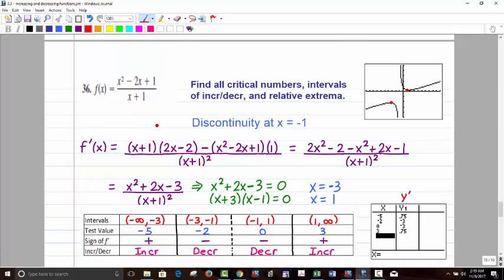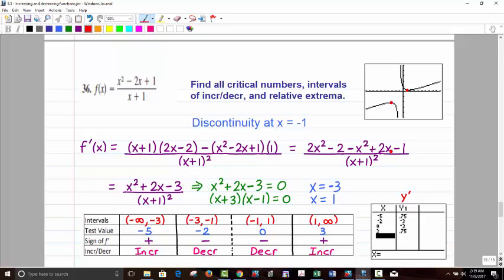I've heard some people tell it to me. They've learned it as if you call the top part high and the bottom part low, low d high, meaning derivative high minus high d low over low squared. So if that helps you, that's great. So I just follow the basic premise of the quotient rule.